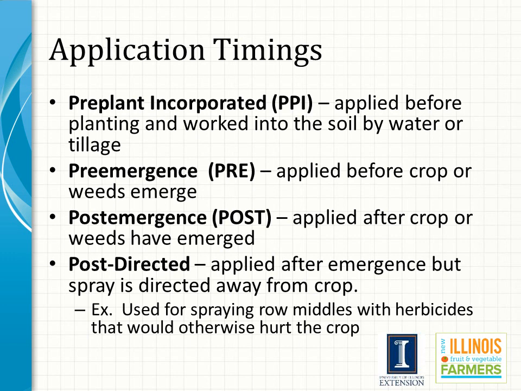And then next we have post-directed sprays. These are applications that are made after crop emergence, but the spray is directed away from the crop. And this is something you'll see very commonly in fruit and vegetable crops, as we have products that we can spray between the rows and effectively control weeds. However, if we would get them on the plant, they would then injure the crop.